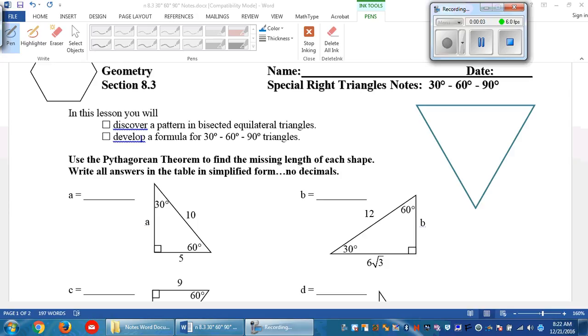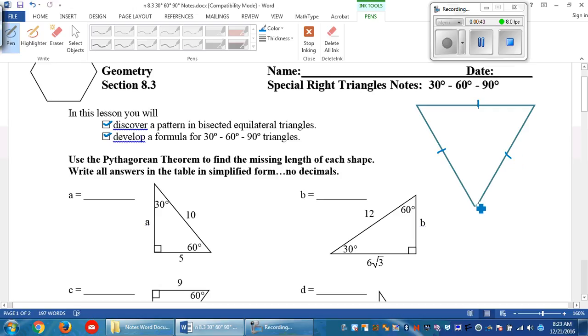Alright, hello again. This video is 8.3 special right triangle notes for 30, 60, 90 triangles. In this lesson we're going to discover a pattern in bisected equilateral triangles, and then we are going to develop a formula for 30, 60, 90 triangles. So there are two goals that we're going to fix, and then basically use the similar triangles to solve for 30, 60, 90. Okay, so off to the right here, let's start with this being an equilateral triangle.